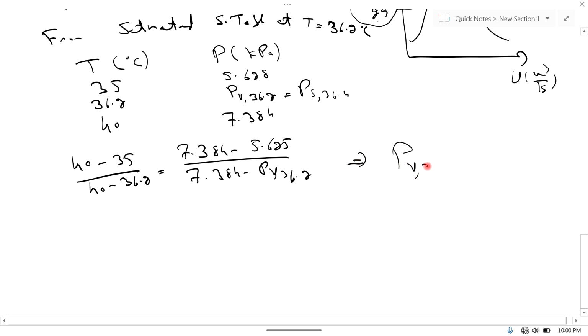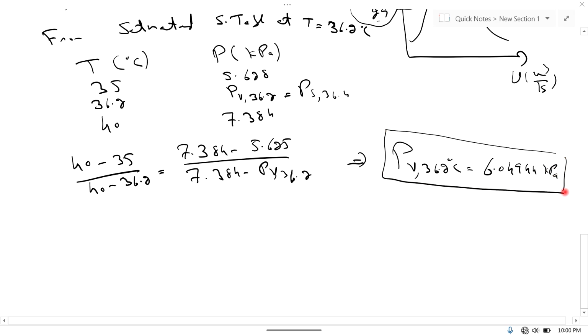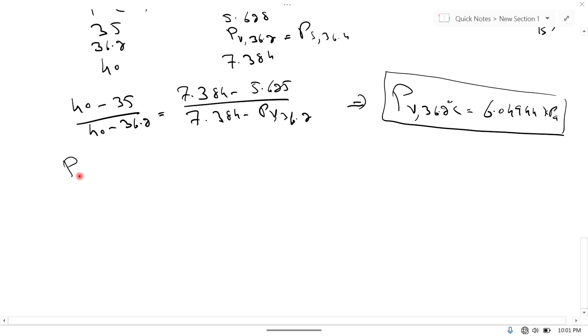PV at 36.2 degrees centigrade is equal to 6.04944 kilopascal. Now we are finding saturation pressure at 34.6 degrees centigrade, which is equal to vapor pressure of vapor at 34.6 degrees centigrade.